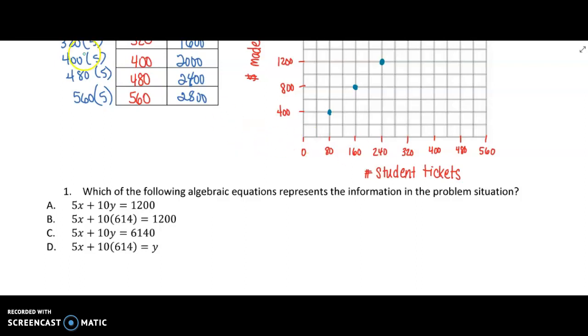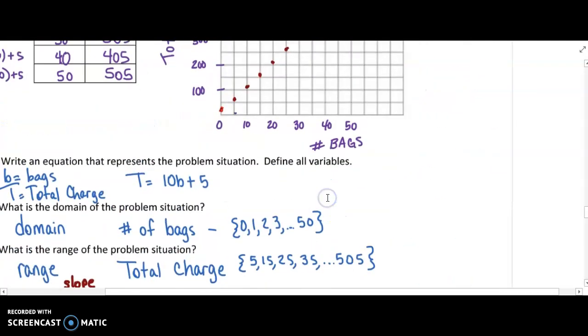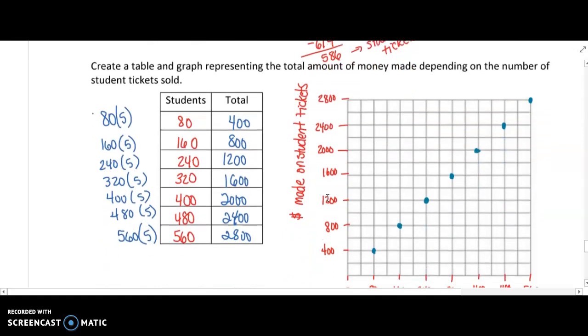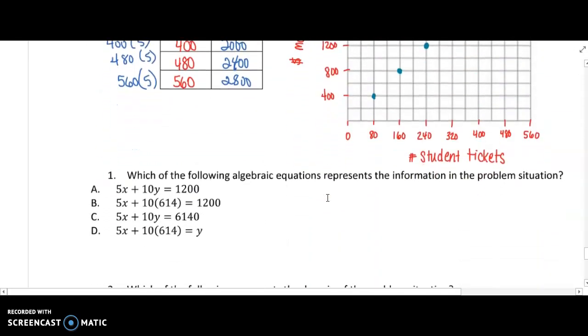What I want you to do is pause your video and see if you can think of an instance for each one of them and see which one you think would be the right answer. Okay, we'll talk about those. Okay, so for the first one, it says 5x plus 10y equals 1,200. Well, the 5 represents the cost for students, right? $5 times each student, $10 times each adult.